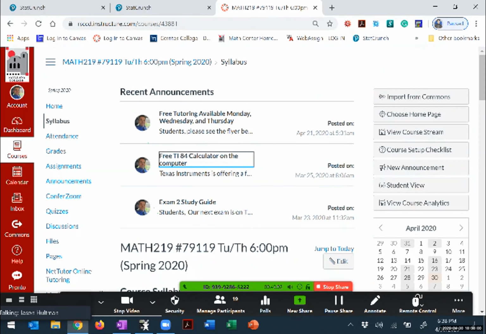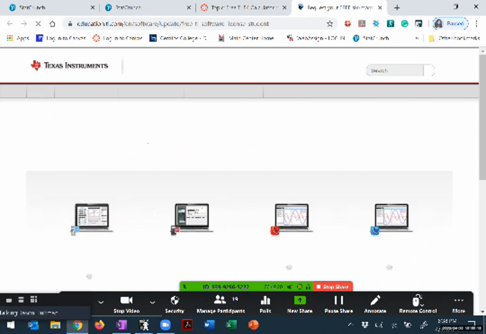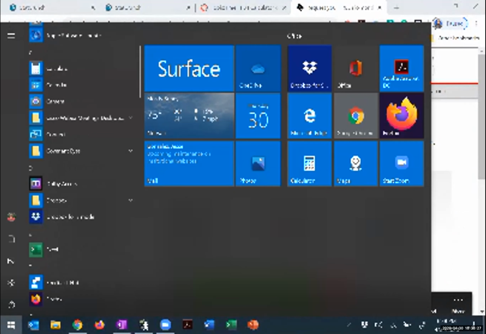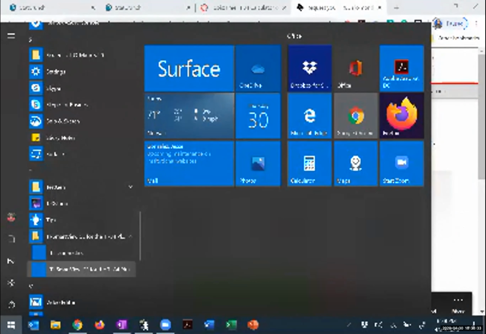So I posted here a free TI calculator on the computer. I posted that as an announcement, and you just go to TI Calc, and this will give you 6 months free, a 6-month free license for their calculator software. What does their calculator software look like? Well, let's go to TI Connect here. It's this one, the TI Smart View, and theirs looks like this. If I can get it to run, maybe.